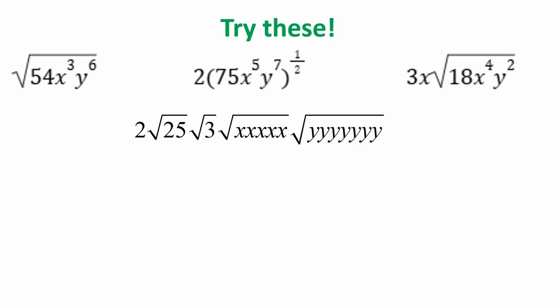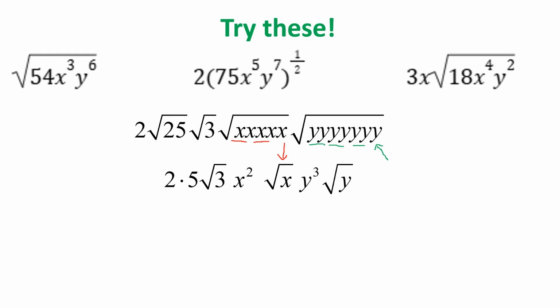All right, if I break down all the pieces, 75 can be broken down into 25 times 3. I have 5 x's and 7 y's underneath the radical. Square root of 25 is 5. Here, when I have my x's, I can take out 2 groups, so I have x squared, but I have 1 here that has to stay underneath the radical. On my y's, I have 1, 2, 3 groups, and I have 1 that has to stay underneath the radical.